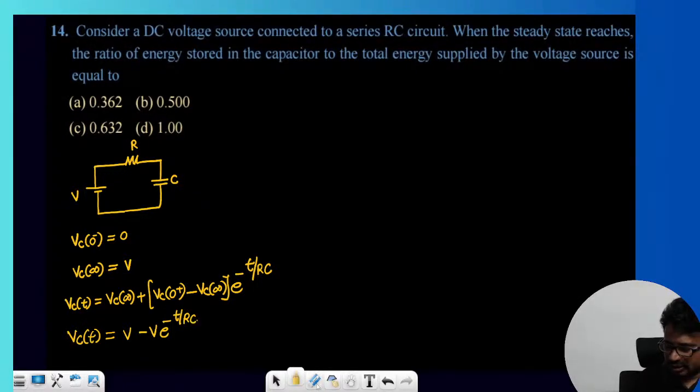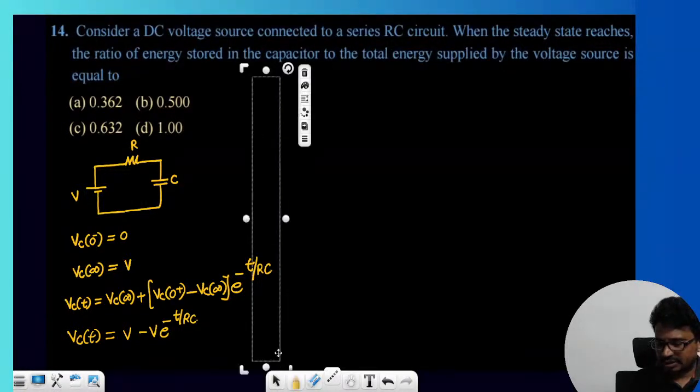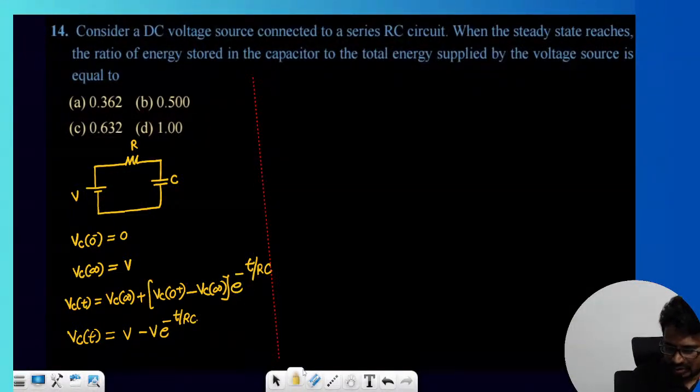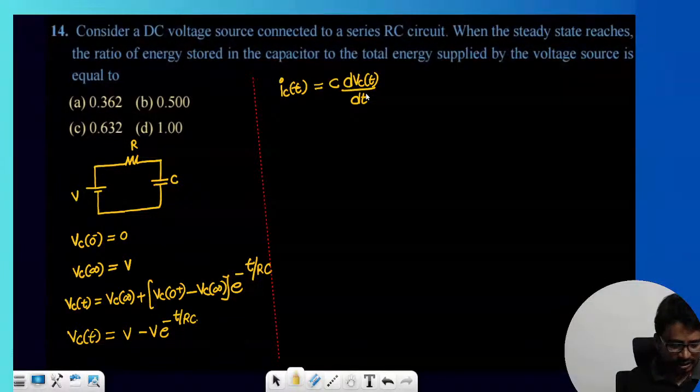This is the voltage across the capacitor. Right. Now from this we can find the current in the circuit. IC of t equals C into dVc of t by dt.